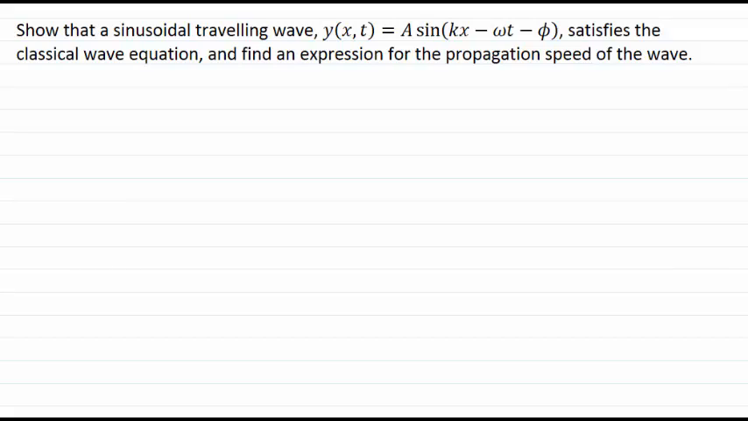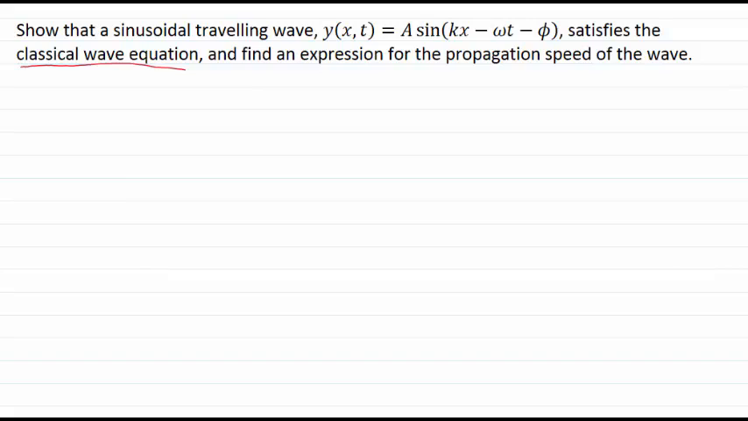Now that you've read the question, you'll see that there's a proposed solution here, a function of position and time, that's claimed to be a solution to the classical wave equation. And we need to show that that is in fact the case, and then find an expression for the speed of the wave. So let's begin by remembering what the classical wave equation is.